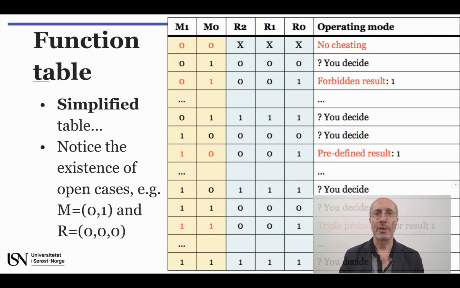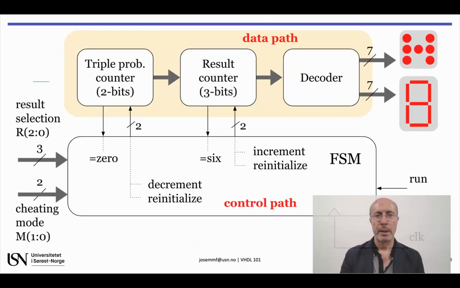Recall that we are asked to support three cheating modes comprising the triple probability for any result, a predefined result mode, and a forbidden result mode. And here's the difference to the previous finite state machine-based implementation. In this case, we want to develop an FSMD-based solution where a standard finite state machine is used to design the control path, and the data path may be set up comprising two counters and one decoder.